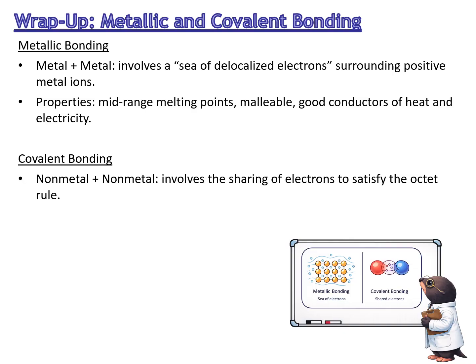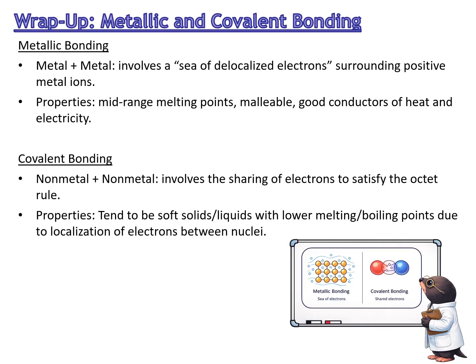Covalent bonding, that's where you have just nonmetals, and it involves sharing of the electrons. And for the most part, you're going to satisfy the octet rule. Properties, they tend to be soft solids or liquids with lower melting or boiling points due to that concentration of the electrons between the nuclei. You don't have them delocalized, and they're not transferred. So you kind of have a lower end of the spectrum.